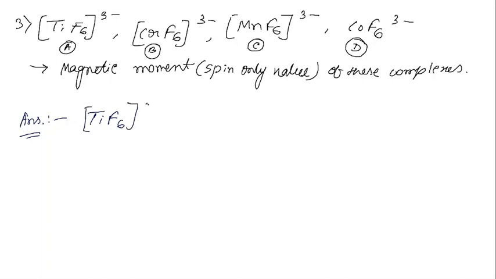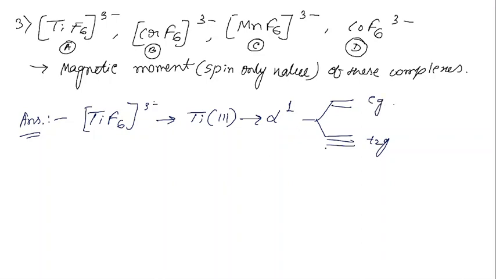I'm writing it here, every complex. Titanium is in the plus 3 oxidation state, and titanium 3 means a D1 system. Now let's draw the T2G state and EG state, and 1 electron is there, it will be in the T2G state. The magnetic moment formula is root of n into n plus 2 Bohr magneton. Here 1 unpaired electron is there, so n equals 1, 1 into 3, so it is root 3.